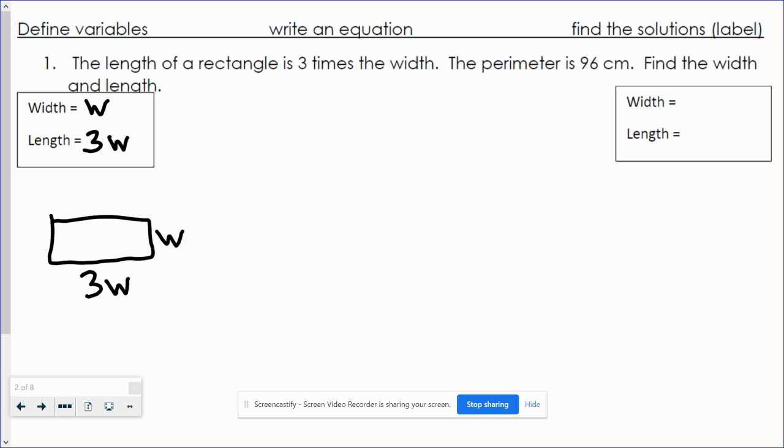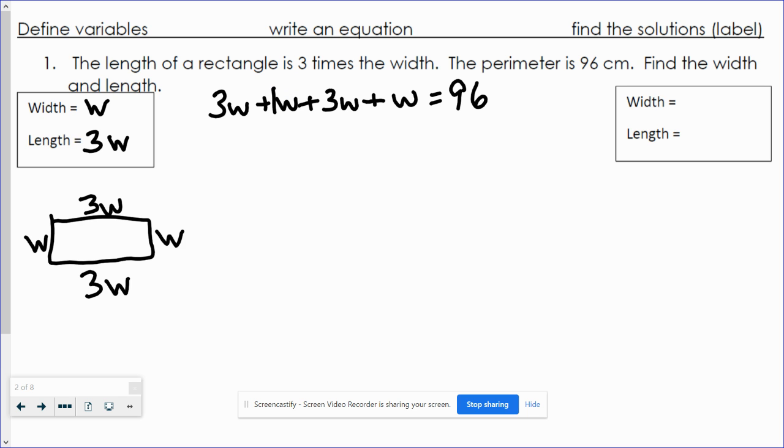Now, since we're talking about perimeter, and it's a rectangle, that means that if the right side, for instance, is W, then the left side also is. And if the bottom is 3W, then the top is also 3W. So if I want to find the perimeter, I would just add up all of these sides. So let's start at the top. I would have 3W plus W, or 1W, plus another 3W, plus another W, gives me the total perimeter of 96. I'm not going to bother with labels in the problem. We'll just make sure that we get a label on our final answer.